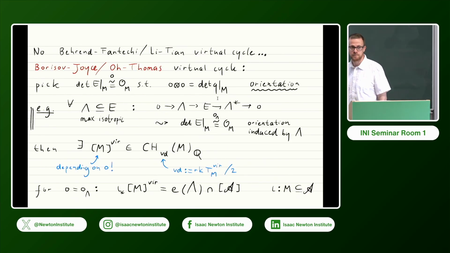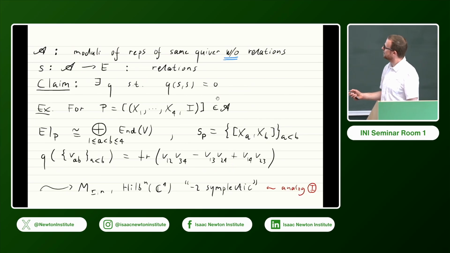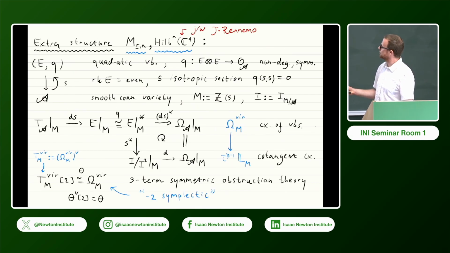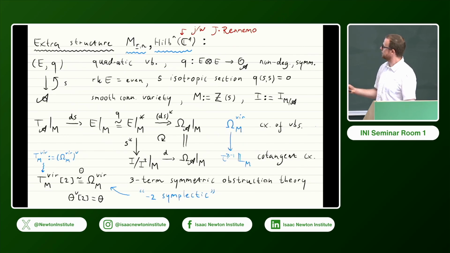Martijn: Yeah, are all your virtual dimensions even? Yes, so in this case, I assumed here that E is even.